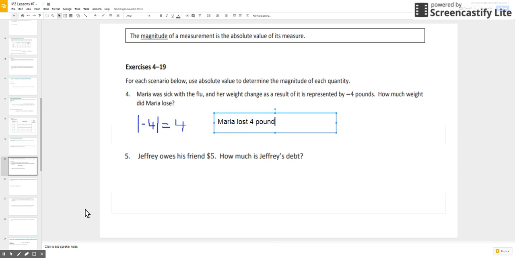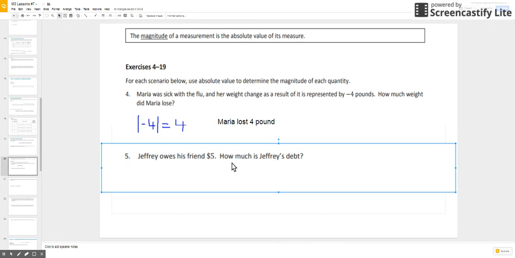All right, so let's look at number 5. Jeffrey owes his friend $5. How much is Jeffrey's debt? Well, once again, we take Jeffrey's situation here. We find the absolute value. To owe somebody something, remember, is a -5. We take the absolute value of it, and that becomes a +5 debt. And remember, debt is a negative word, so we're talking about the magnitude of the situation.